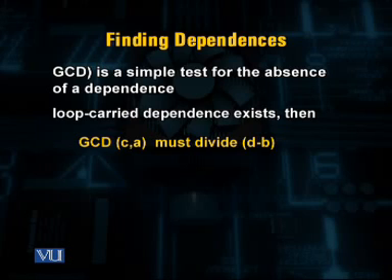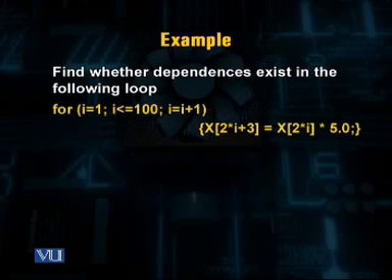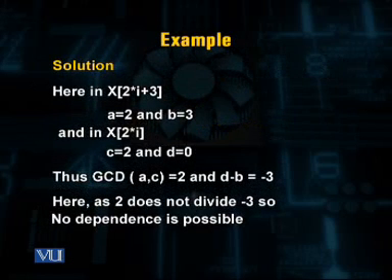This you can see with the help of this example over here. In this example program, the value of x, which is having an index value of 2 times I plus 3, here the value of a is equal to 2 and the value of b is equal to 3. And on the other side of the expression, where x has an index value of 2 times I, here c is equal to 2 and d is equal to 0.